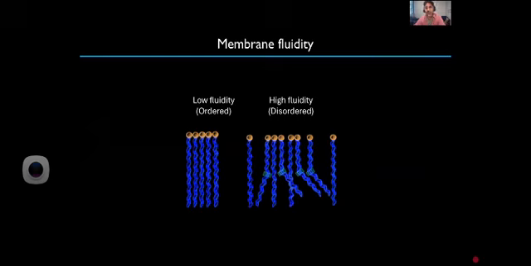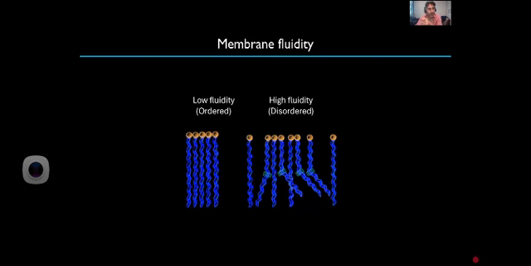So let's first talk about membrane fluidity. The plasma membrane, and cellular membranes generally, are made of lipids, and this lipid structure determines the fluidity of the membrane. If we have a lot of saturated lipids, then it becomes a very ordered, low fluidity membrane. If you have unsaturated lipids, because of the double bonds in the hydrocarbon chains, you cannot pack the lipids tightly geometrically. That's why they form high fluidity, disordered membranes.